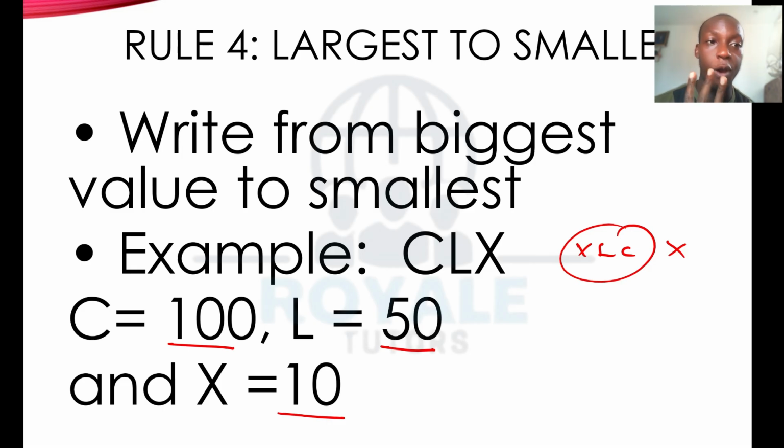So we have looked at 4 rules. Let's go over that very quickly. The first one is that when you have the symbols of our Roman numerals, we don't write them more than 3 times. You can't use it more than 3 times. Number two is that when you have a smaller numeral before a larger numeral, we subtract. And when you have a smaller numeral after a larger numeral, we add. And the last one is when we are writing, we write from the largest value to the smallest value.